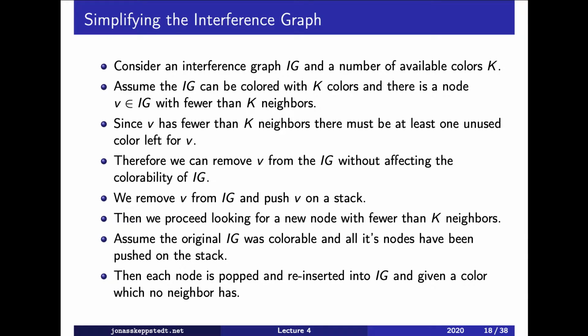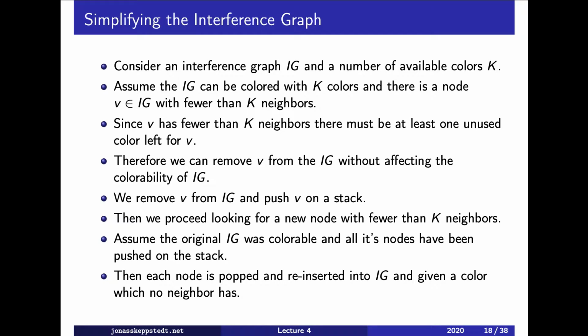Okay, anyway, we have this interference graph, an undirected graph, and we want to color it using at most k colors. What this algorithm does is not to find the optimum coloring with the smallest number of colors, but instead it tries to find a coloring with at most k colors. And it looks for nodes which have fewer than k neighbors.